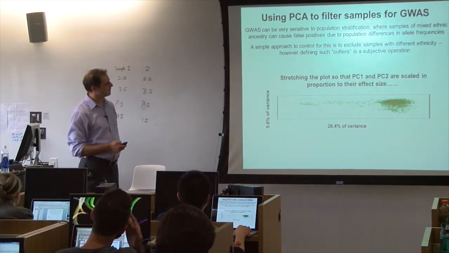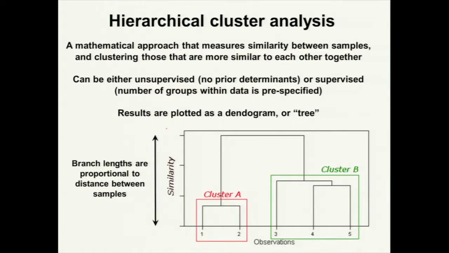Just something to consider. Another very complementary approach to PCA is something called hierarchical clustering. This is another methodology that you can use to measure similarity or difference between samples. Unlike PCA, it basically directly clusters together things that are more similar to each other. Your results are then plotted as what's called a dendrogram, or a tree, if you like. You think of this as an inverted tree with the branches and the twigs. It comes in 2 flavors.